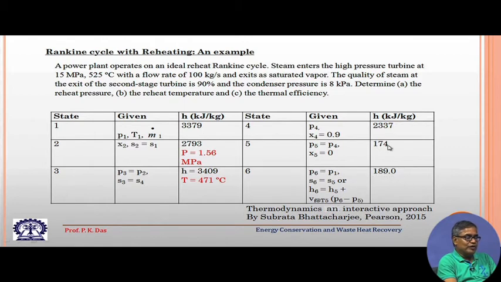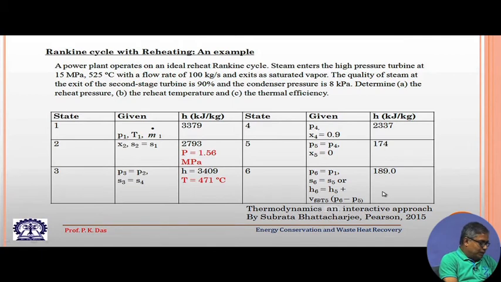With this we will get the enthalpy at state 6, 189.0. You see, in the pump the liquid entered with an enthalpy of 174 kilojoule per kg. It is going out of the pump with 189 kilojoule per kg. So, the difference between these two gives us the pump work, or rather by adding the pump work we have got this change.